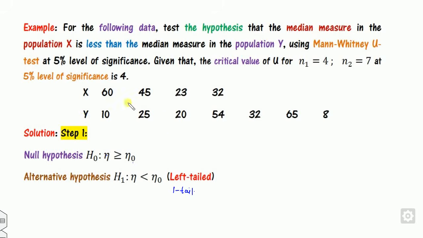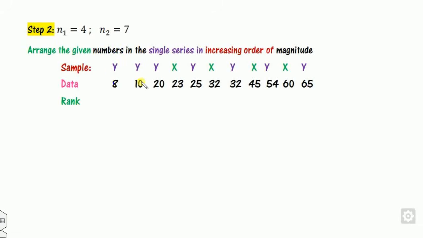Now step 2, you have to arrange the values in ascending order. What is the smallest number? 8 is for x, then 10 is for y. We write this as a series and now we rank them. 8 is rank 1, then 2, 3. These are single, again single. Now there is a repetition, so this is 5. Now 6 and 7, where the repetition gives 6.5, 6.5, then 8, 9, 10 and 11.